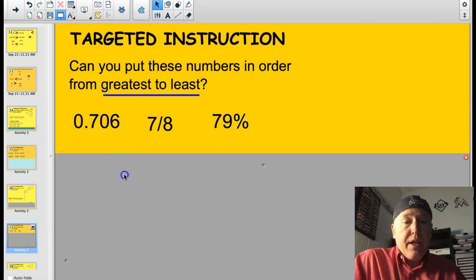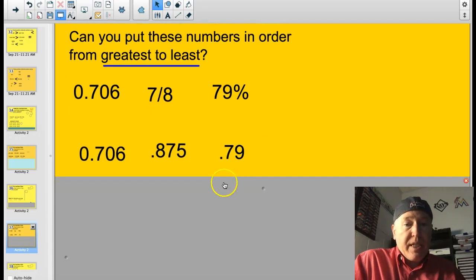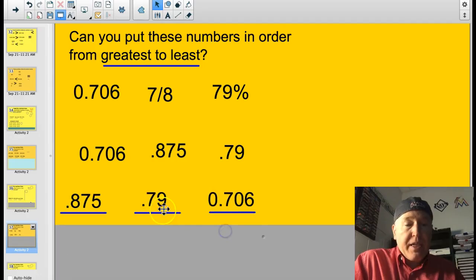All right, let's see how you did. Well, make them into decimals. This one's already a decimal. This becomes 0.875. This is just 0.79. So from greatest to least, this would be like 87 cents. This would be 79 cents. This would be 70 cents.